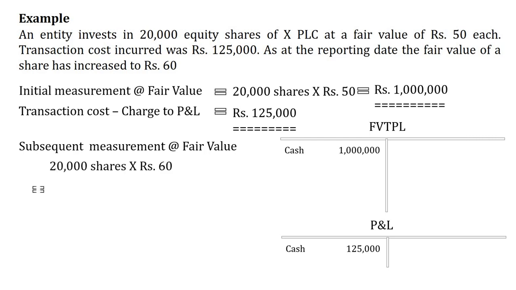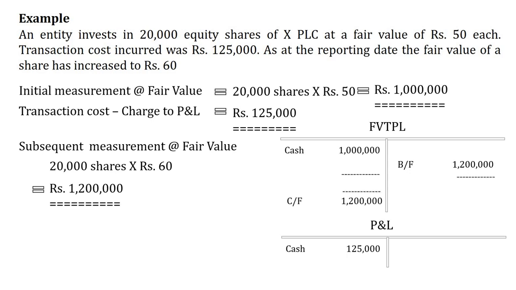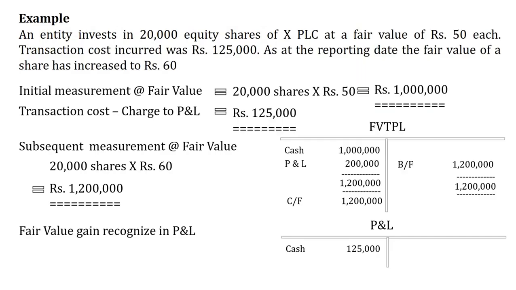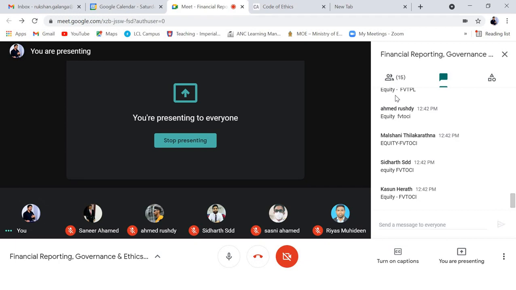That is 60. 60 into 20,000 is 1.2 million. Then how much is the fair value gain we identified? That is 200,000. Where should we record this 200,000? In the P&L. We should recognize this in the P&L. Clear how we recognize this kind of accounting treatment? Initial measurement is at the fair value. Transaction cost, where do we record the transaction cost? Yes, what do we do for the transaction cost?